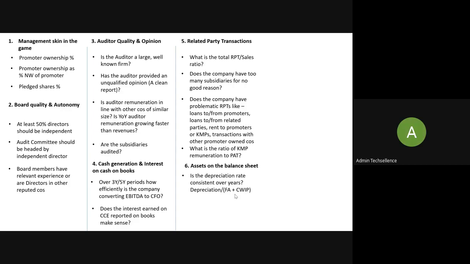Yeah, please continue. Thanks. So, apart from that, another thing that is very important to check is what percentage of balance sheet assets are intangible assets.